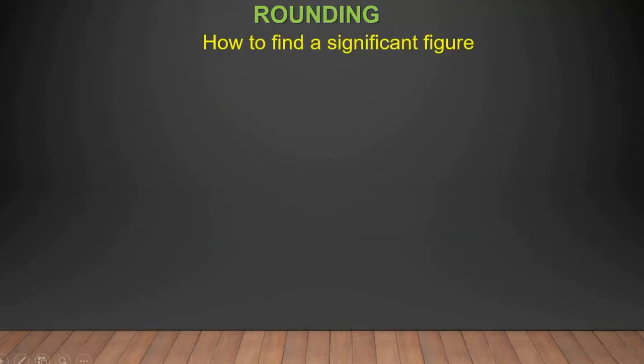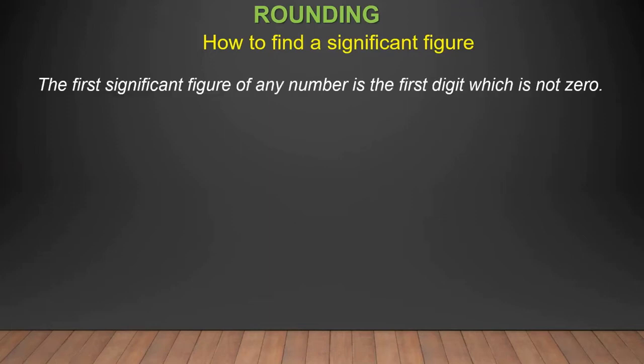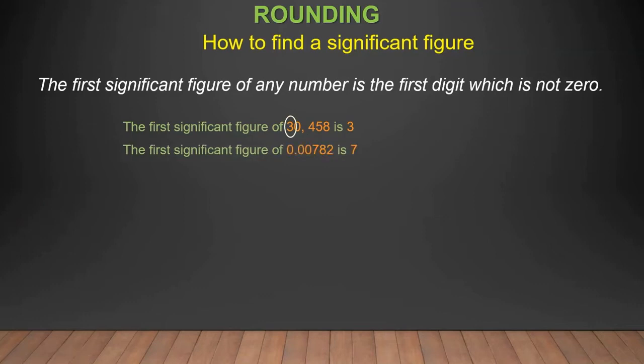How to find a significant figure? The first significant figure of any number is the first digit which is not 0. So the first significant figure of 30,458 is 3, because that's the first digit which you can see which is not 0. The first significant figure of 0.00782 is 7, because that's the first digit that you can see which is not 0 as well.